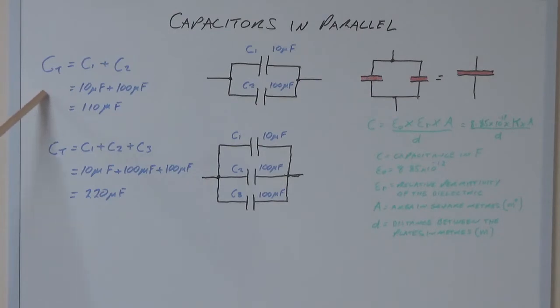You can see here that the formula for calculating total capacitance is the same as series resistance. So it's just total capacitance equals C1 plus C2, and again if you've got three in parallel it's C1 plus C2 plus C3 and so forth.